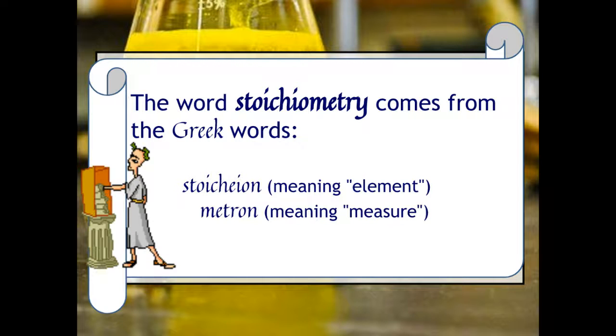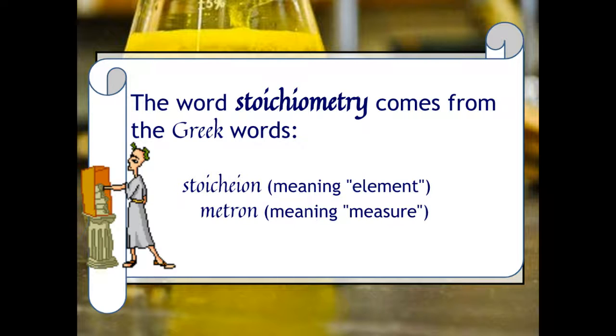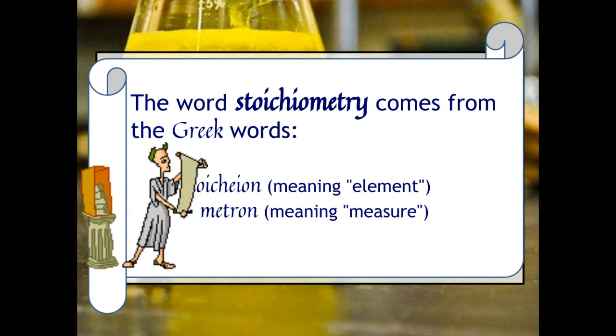Well, of course, leave it to the Greeks that we copy all their words. They come up with all the good stuff. Stoichion, meaning element, and metron, meaning measure. So stoichiometry is we are measuring elements.